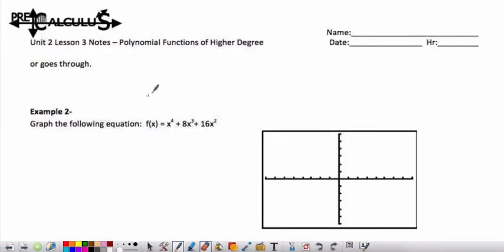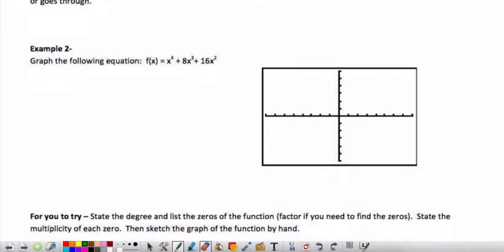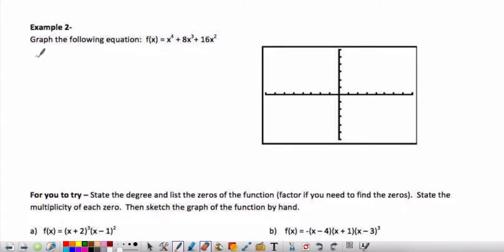All right, let's do another problem together. Oh, there's the little piece that I was missing there. I'll fix that in your notes. All right, graph the following equation. So starting off, we need the degree. So the highest degree, so degree 4, so even, and it's positive. So once again, positive, we're going to be doing this one. And now we need our zeros.